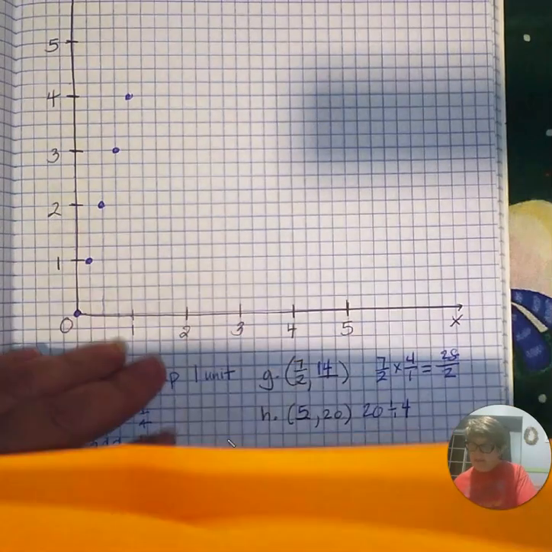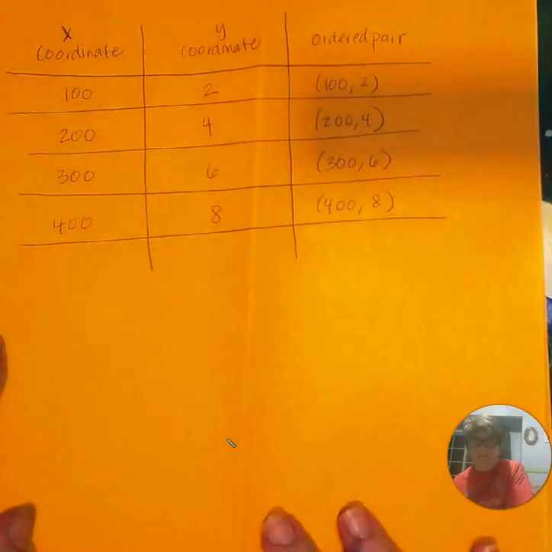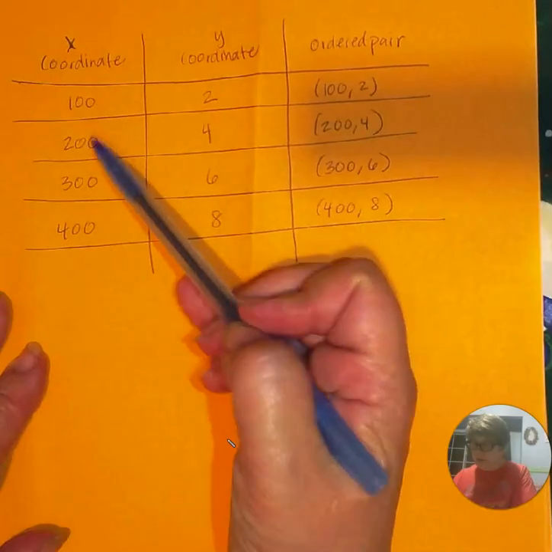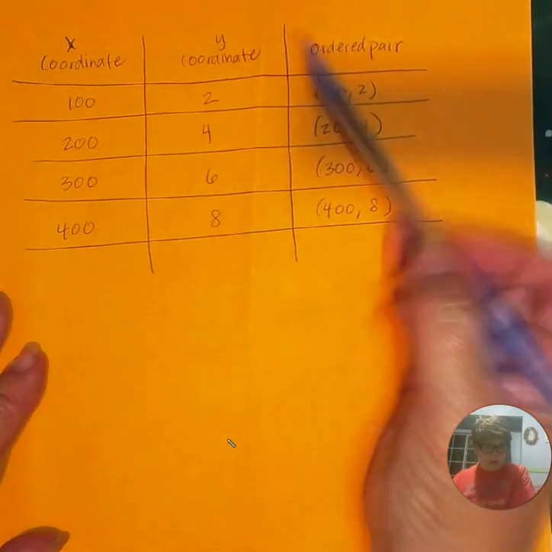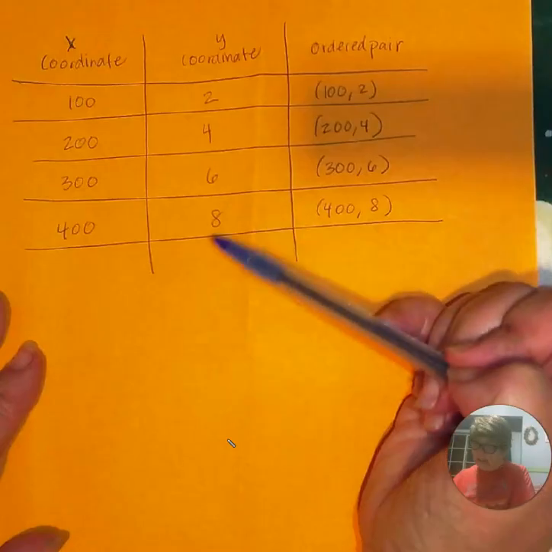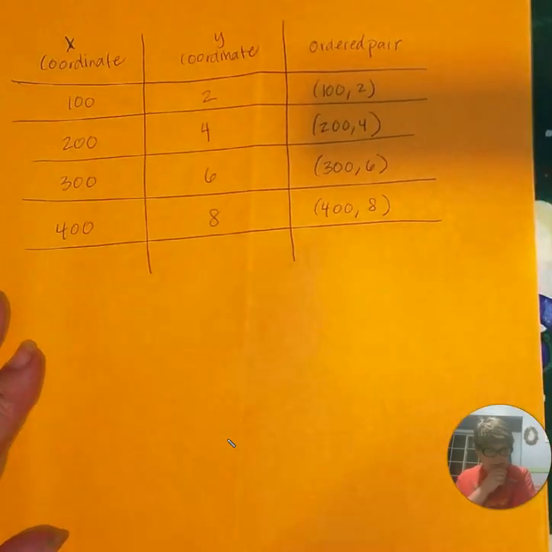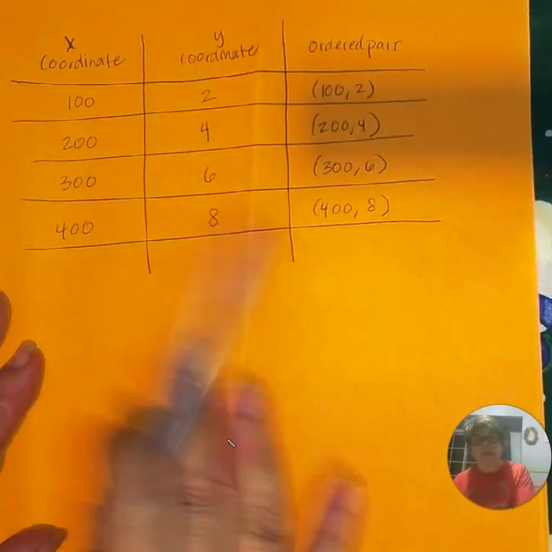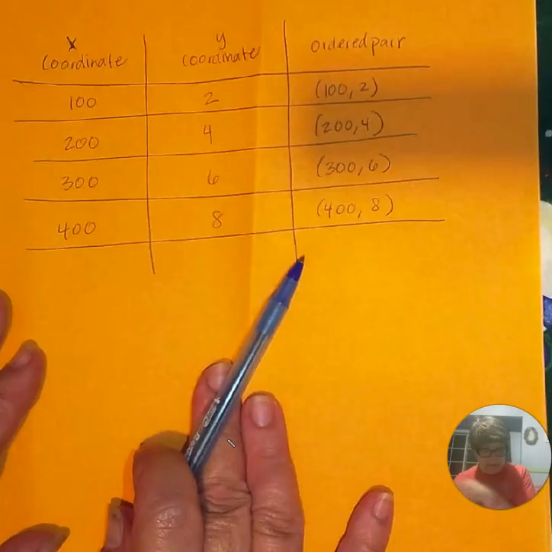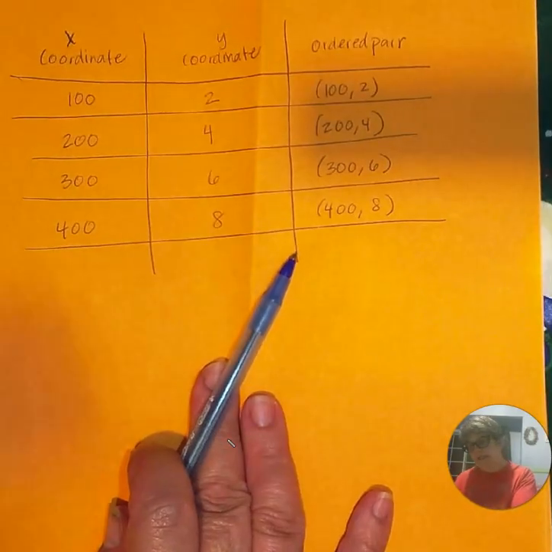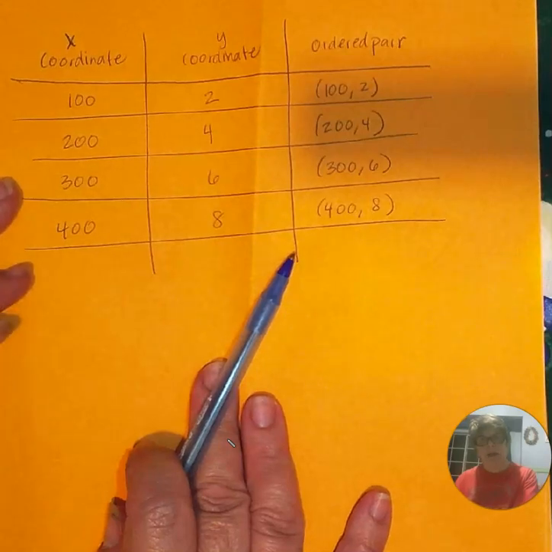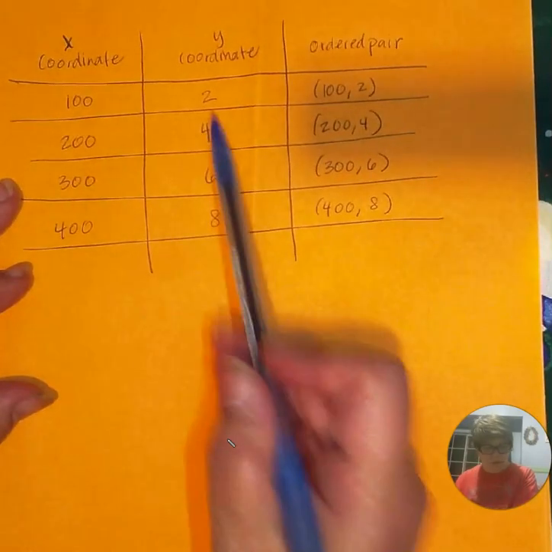Let's look at this table, which is going to help us to understand number 3. Okay, here we have x coordinate 100, 200, 300, 400. Y coordinate 2, 4, 6, 8. Ordered pairs. Okay. Think about this, what scale you would use if you're going to make this into a coordinate plane. What scale would you use? Because your x's are hundreds and your y's are by twos.